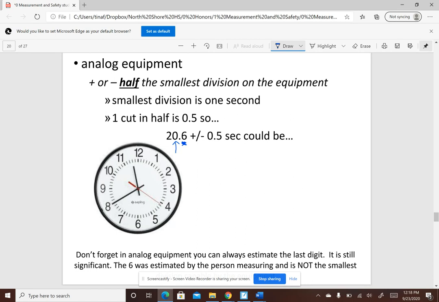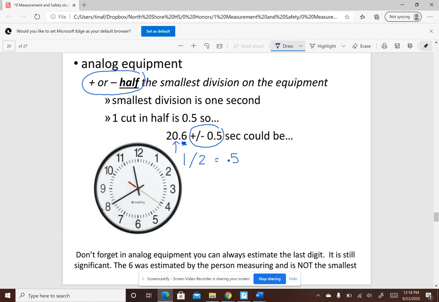So if I look at this clock, those little lines on this clock represent seconds. So that 0.6 that's there, that's an estimate. I want to look at the spot that wasn't estimated, which is the 1 spot. Once I figure that out, I want to cut that in half because I have to do plus or minus half the smallest division. So 1 second is the smallest division on this clock, and if I cut that in half, I get 0.5. So my uncertainty here would be plus or minus 0.5.